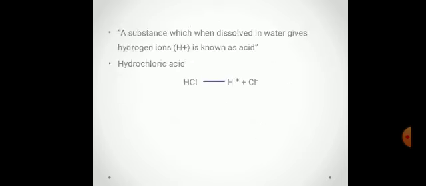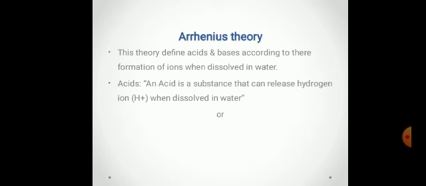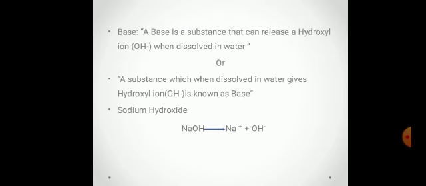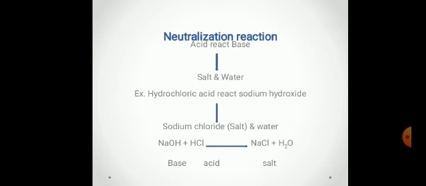So according to Arrhenius theory, acid is a substance which releases hydrogen ions, means H plus ion. And base is a substance which, when it dissolves in water, produces OH minus ion. It is your base.